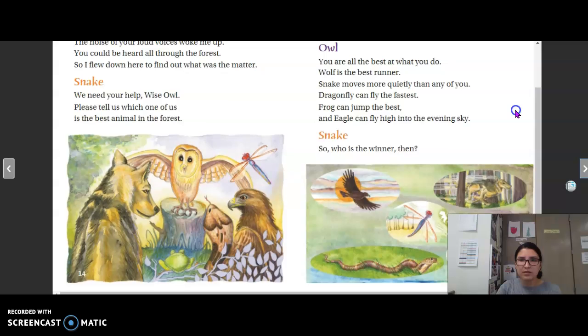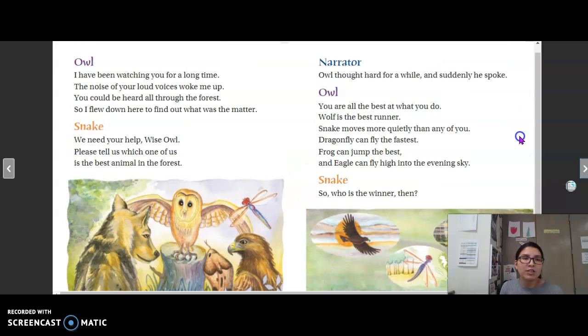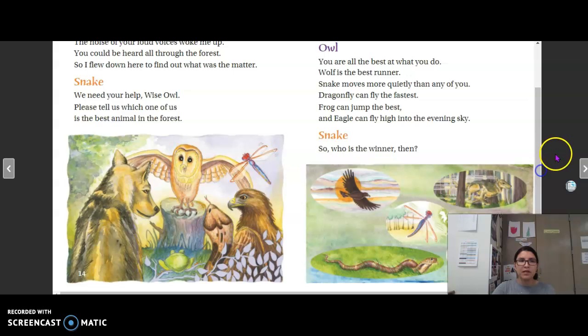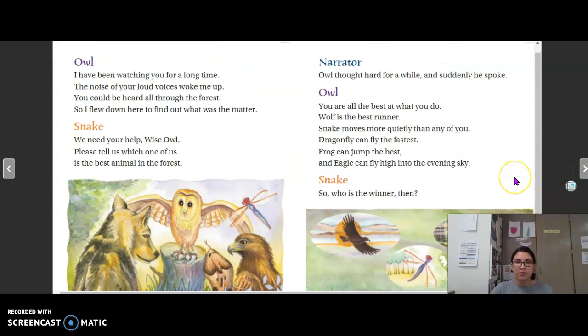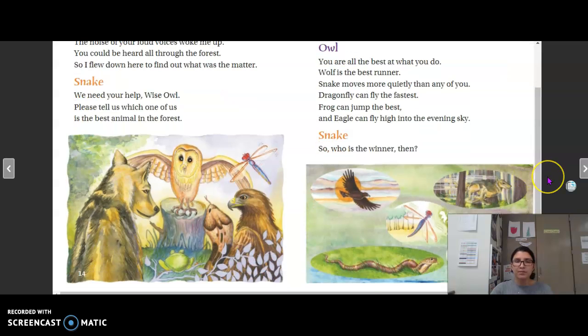Owl. I've been watching you for a long time. The noise of your loud voices woke me up. You could be heard all through the forest, so I flew down here to find out what was the matter. Snake. We need your help, wise owl. Please tell us which one of us is the best animal in the forest. Narrator. Owl thought hard for a while, and suddenly he spoke. Owl. You are all the best at what you do. Wolf is the best runner. Snake moves more quietly than any of you. Dragonfly can fly the fastest. Frog can jump the best. And Eagle can fly high into the evening sky.